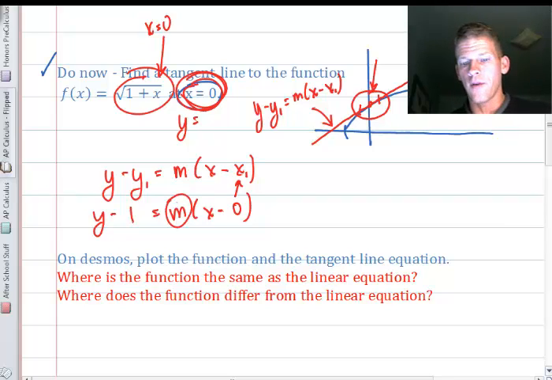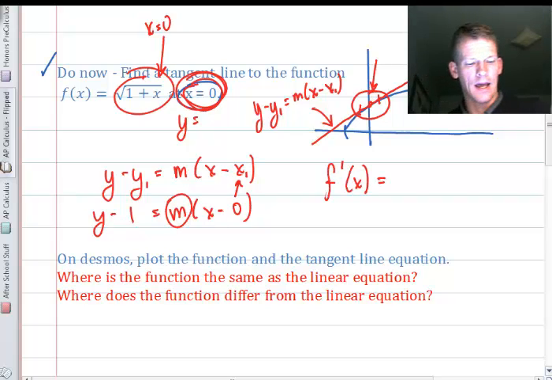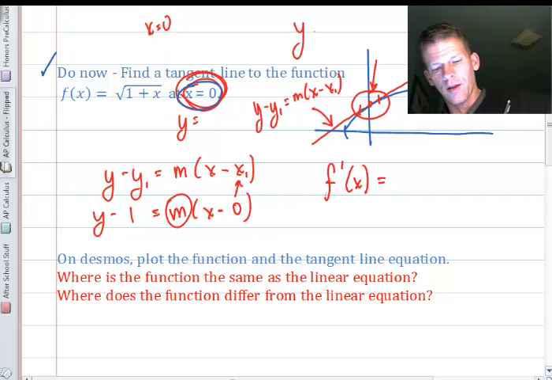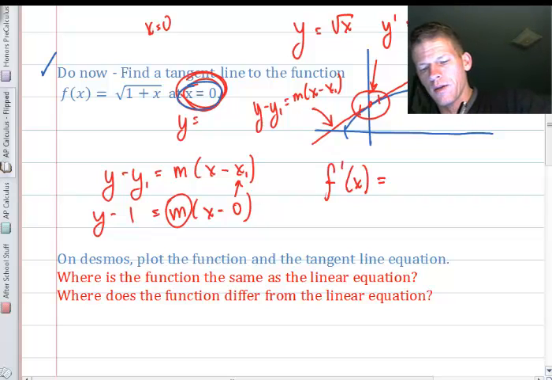Where do I get the m value from? Well, the m value, the slope of the curve at that point of tangency, is the derivative. So we need to figure out what f prime of x is. And if you guys remember, I told you, when y equals the square root of x, the derivative is just a nice easy shortcut, just 1 over 2 root x.